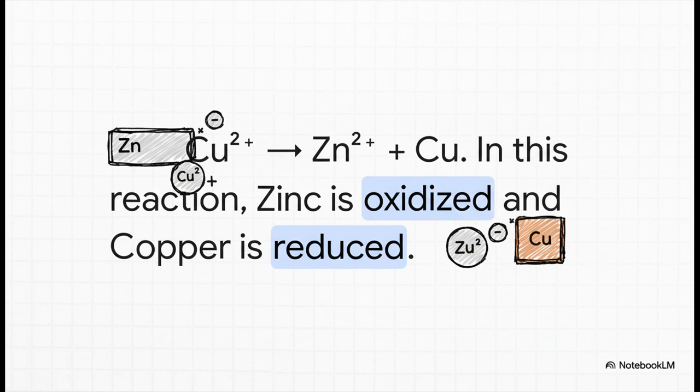You've got solid zinc reacting with copper ions, and they swap places to make zinc ions and solid copper. It's a beautiful little dance where zinc gets oxidized, it loses its electrons, and copper gets reduced, meaning it gobbles those electrons up. That movement of electrons, that, my friends, is electricity. This reaction is going to be our roadmap for everything that follows.